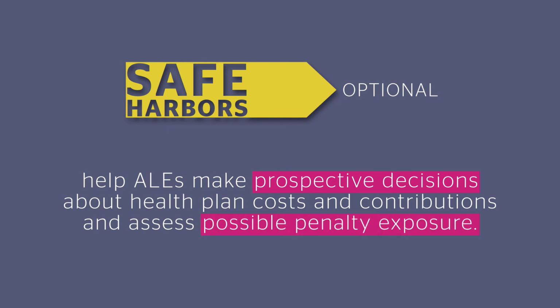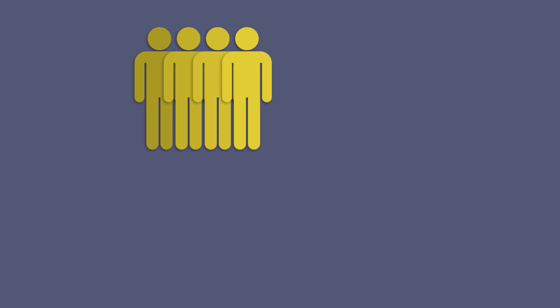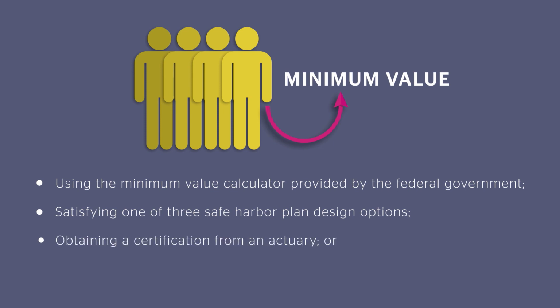A plan provides minimum value if it pays at least 60% of the costs of benefits on average and covers inpatient hospitalization services and physician services. There are 4 ways an employer can show that its plan provides minimum value: using the minimum value calculator provided by the federal government, satisfying one of 3 safe harbor plan design options, obtaining a certification from an actuary, or providing a small group bronze, silver, gold, or platinum plan.